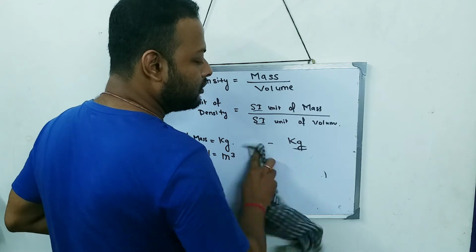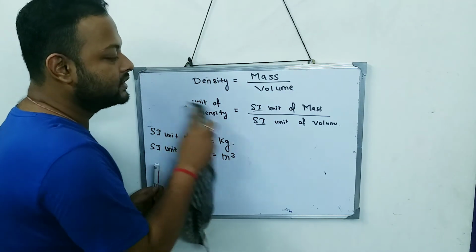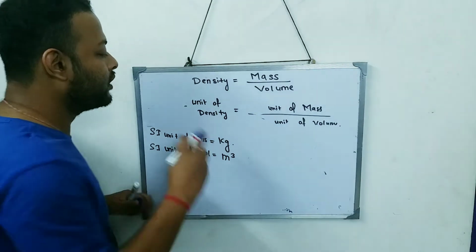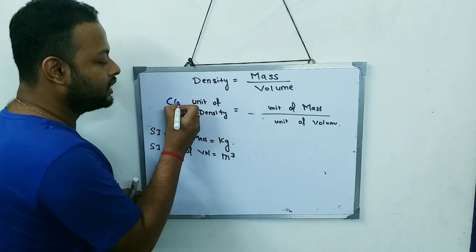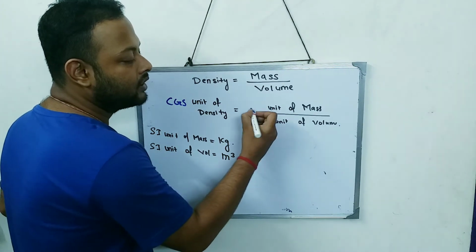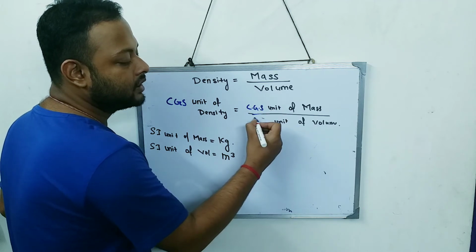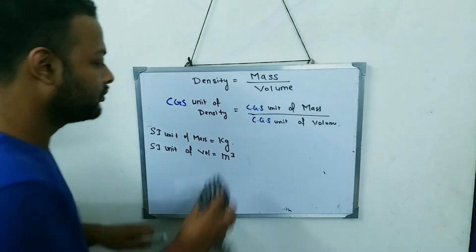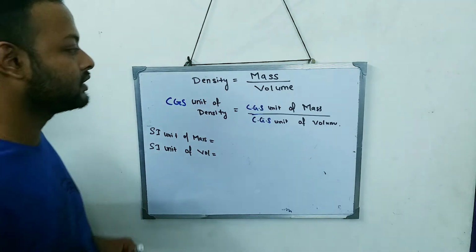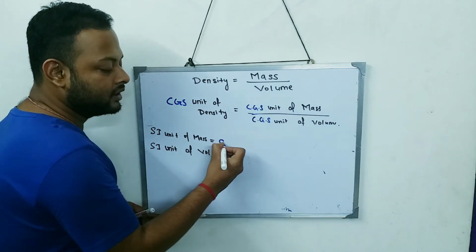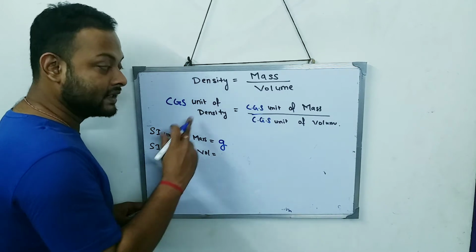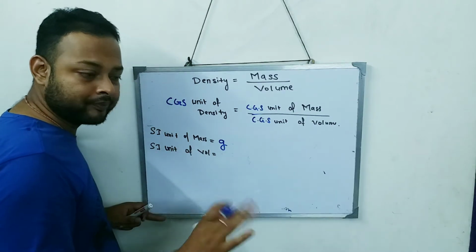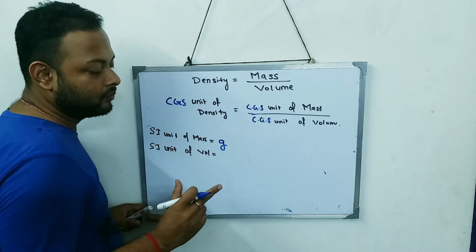Similarly, if I have to ask you what is the CGS unit of density, it is very easy. I have to do what? CGS unit of mass divided by CGS unit of volume. Now what is the CGS unit of mass? Very easy, all of you know. It is gram. SI unit was kg, kilogram, so CGS unit becomes gram.